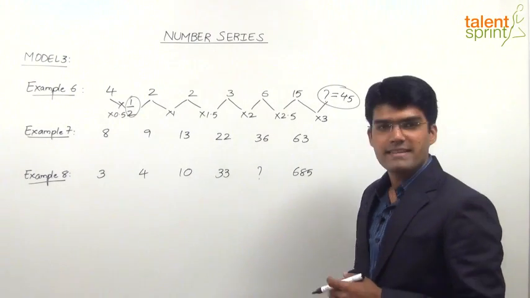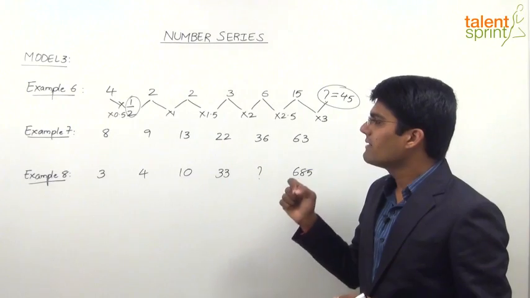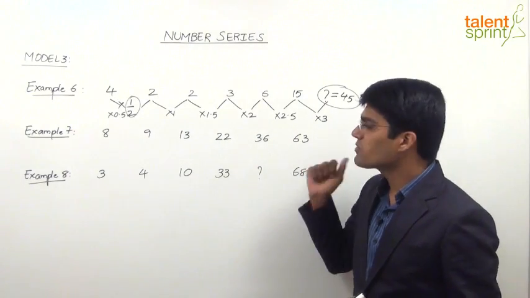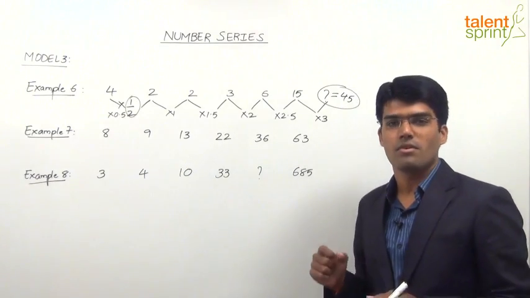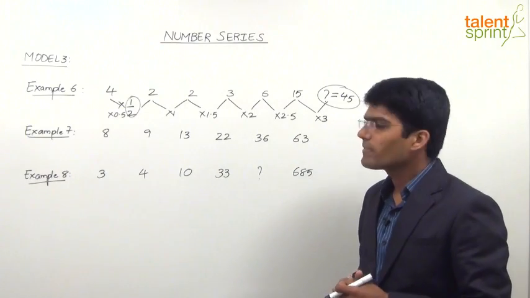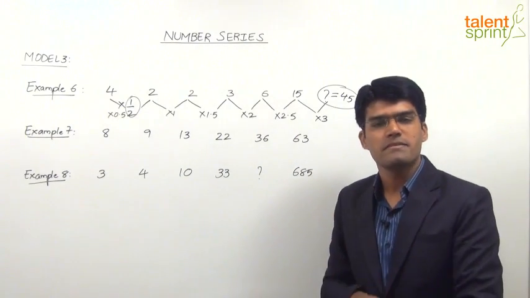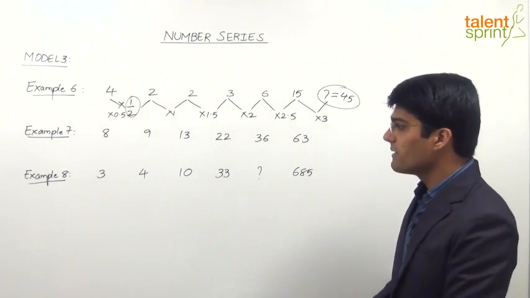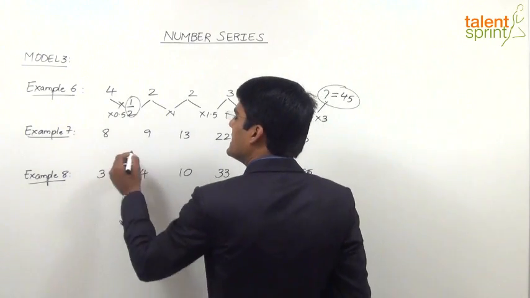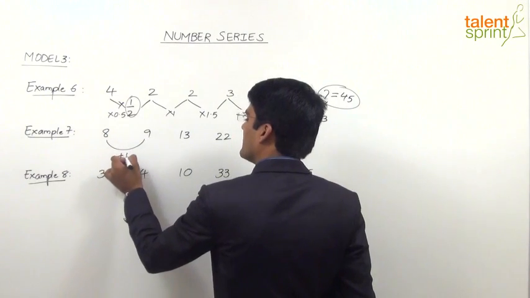Let us now go for the next example, that is 8, 9, 13, 22, 36, 63. Here we are supposed to find out which of the given numbers is wrong. That means what is that number which does not fit in the given series. Let us try to find out the differences between two consecutive terms and observe if there is any pattern between those differences. 8 plus 1 is 9.